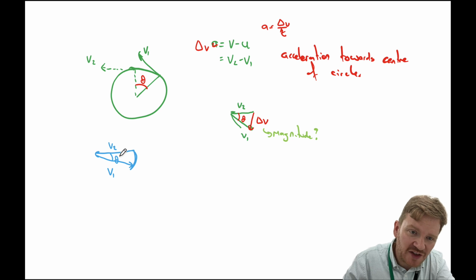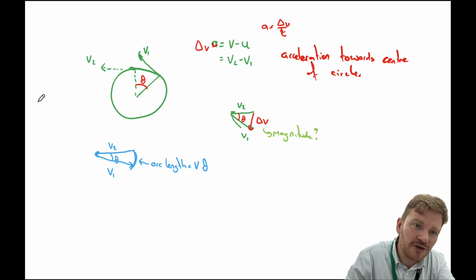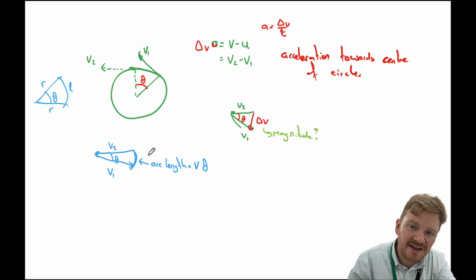Now, if you remember back to last lesson, if I treat this as an arc, then I already know from my previous work that the arc length, if it's centered on here, would be v theta. Because for a general segment of a circle, it's got a radius here, and this would be the arc length, through theta.